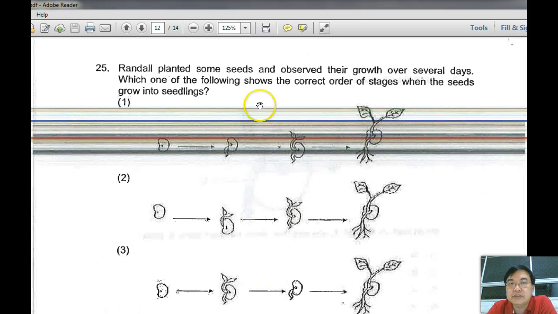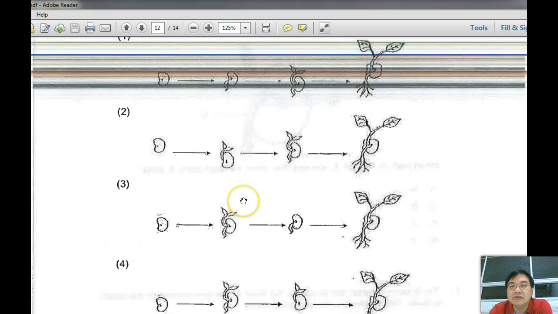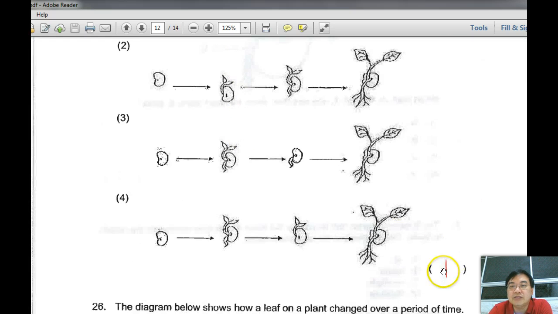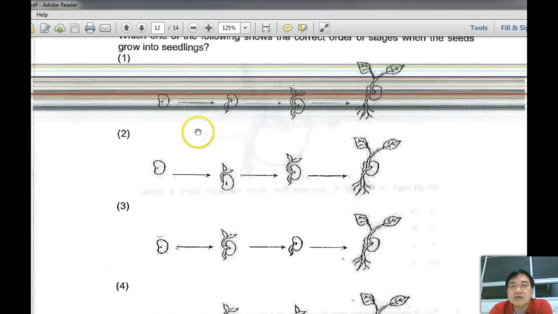Now, Randall planted some seeds and observed their growth over several days. Which one of the following shows the correct order of stages when the seeds grow into seedlings? Okay, let's take a look. This one, self-explanatory. Number 1 is correct. Small seed with the root, with the shoot, and the seedling, complete seedling, right?